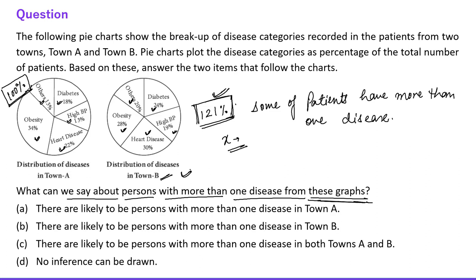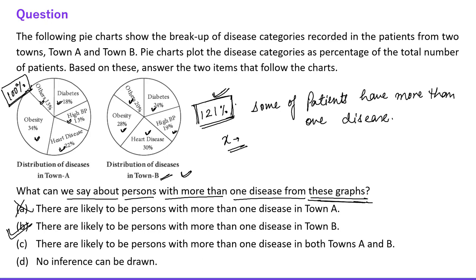So let's talk about the options now. There are likely to be persons with more than one disease in town A. No. There are likely to be persons with more than one disease in town B. Yes, it is correct. So here option B is the right answer. Okay, everyone. So now let's move to another question.